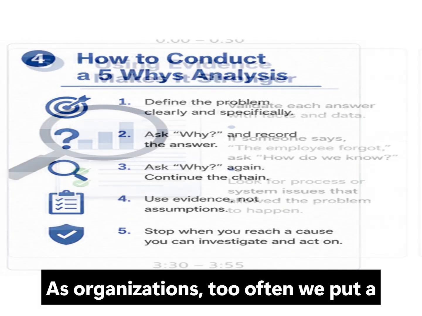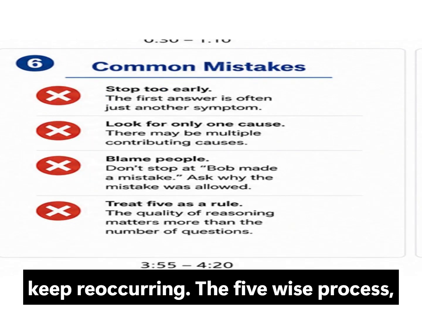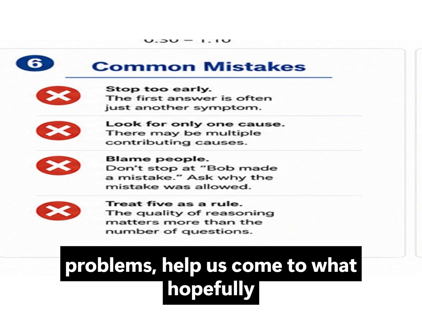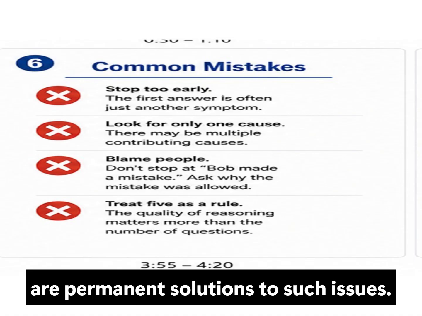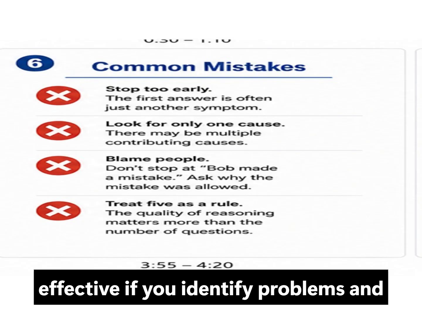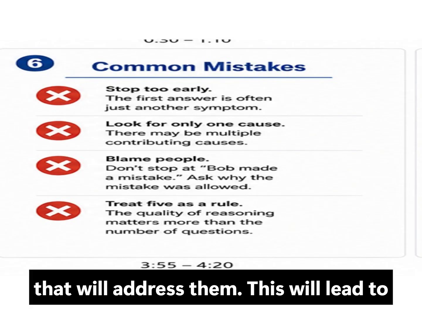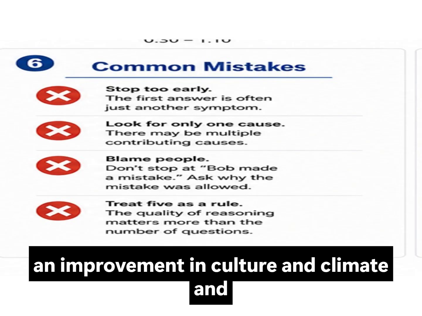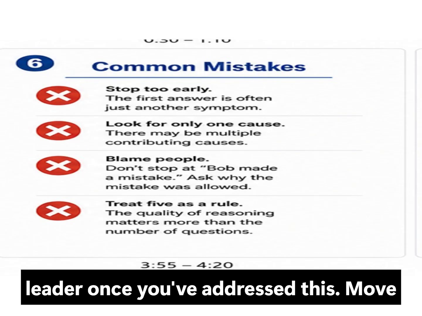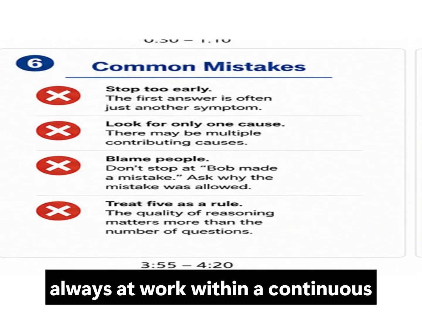As organizations, too often we put a band-aid on problems and wonder why they keep reoccurring. The 5 whys process, by rooting out the causes of the problems, helps us come to what hopefully are permanent solutions to such issues. As leaders, you will be recognized as effective if you identify problems and build policy, procedures, and structures that will address them. This will lead to an improvement in culture and climate and will undergird your reputation as a leader. Once you've addressed this problem, move on to the next one. The shovel is always at work within a continuous improvement culture.